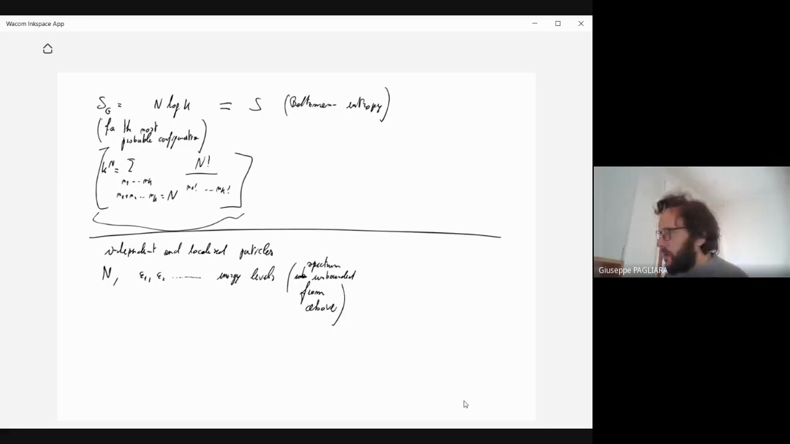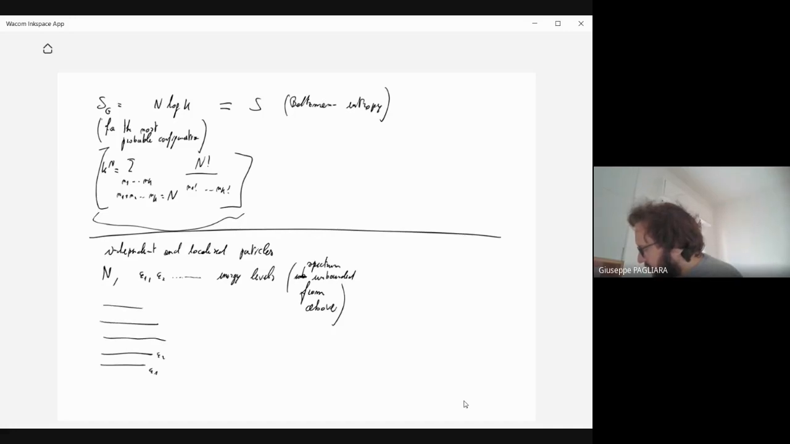So basically I have an infinite number of energy levels, epsilon 1, epsilon 2, and so on and so forth, and suppose that I have n1 particles in epsilon 1, n2 particles in epsilon 2, n3 particles in epsilon 3, etc. Now, suppose that the system has a certain number of particles, which is N, so the first constraint that needs to be fulfilled is that the sum over ni is equal to N. This is the first constraint.